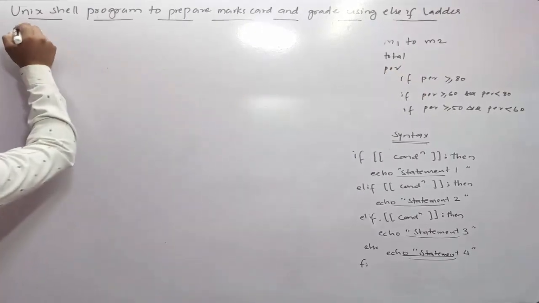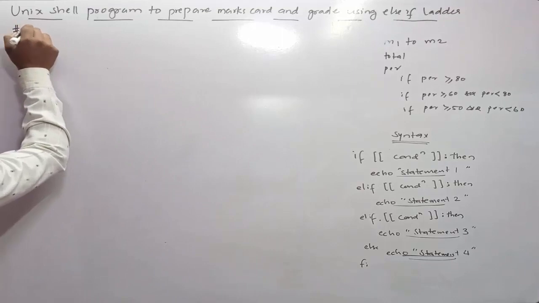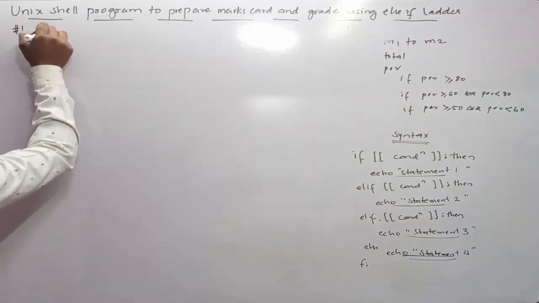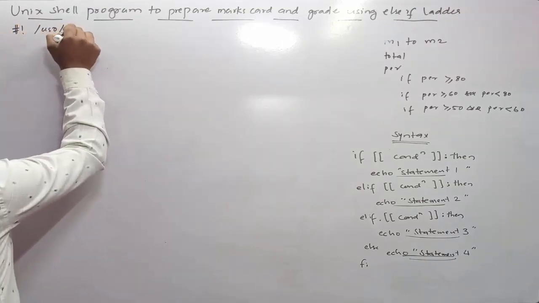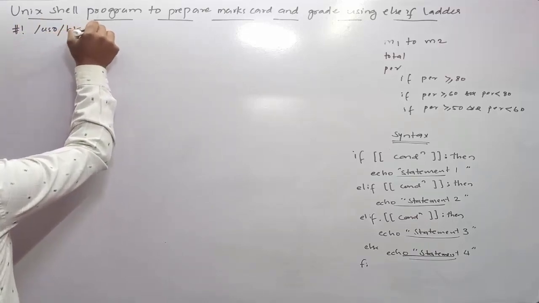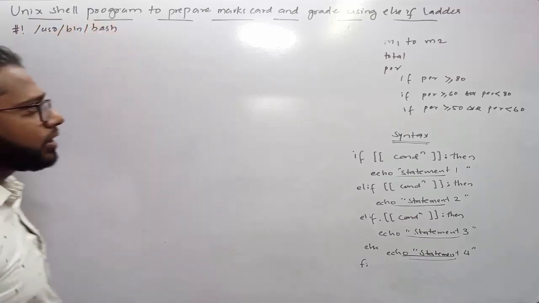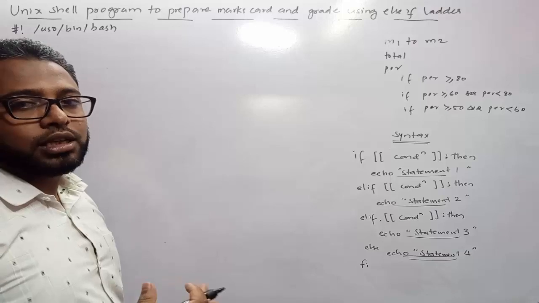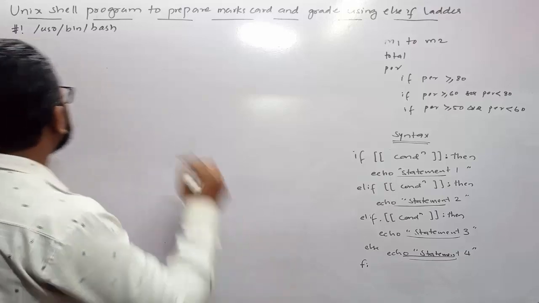So I will start the program with the shebang statement, hash exclamation forward slash bin slash bash. Okay, now I need to ask the user to enter the marks of 6 subjects.